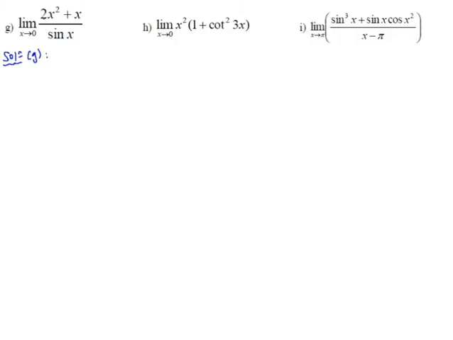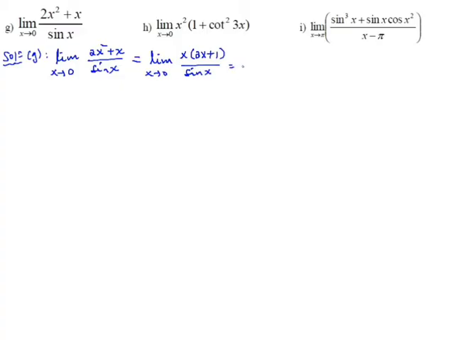Now we go to G. In G we are asked the limit of 2x square plus x over sin x as x approaches 0. You can use L'Hopital's rule, but for now, let me use factorization. It depends on your interest. If L'Hopital's rule is possible, or if factorization gives the answer quickly, you can use factorization too. I'm just using it like this, we can factorize like this.